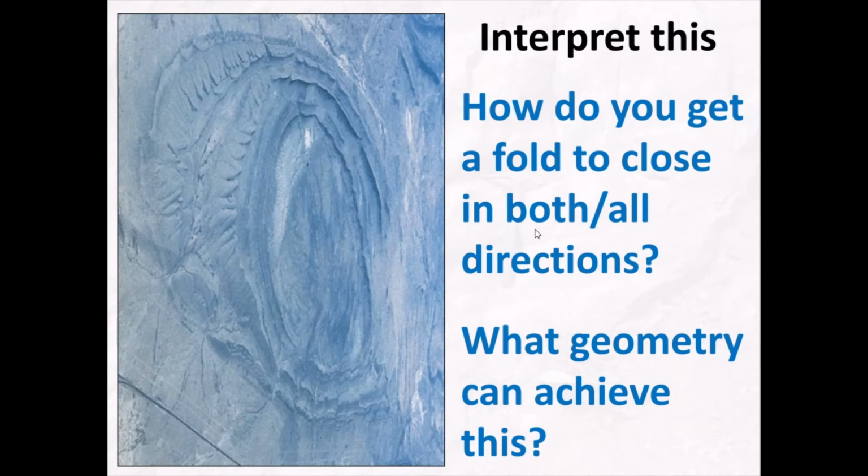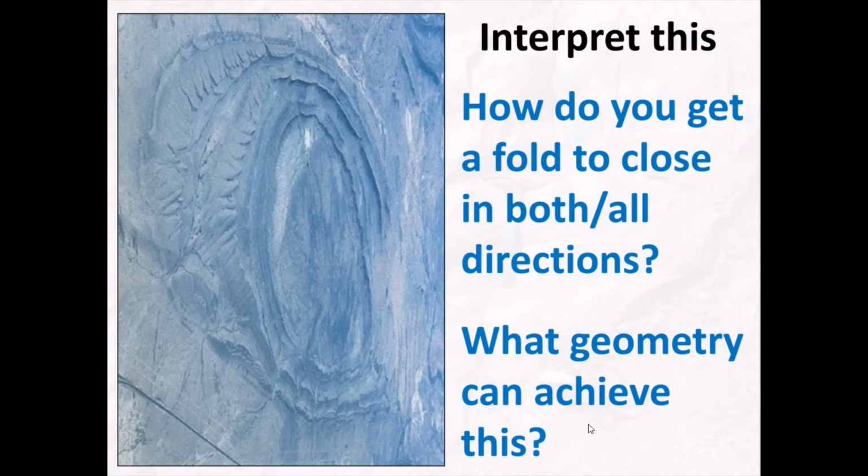How about this photograph then? What would you say about the plunge on this particular fold? Well, it isn't directly overhead, but hopefully you can see that it does look like it closes in every direction. I mean, it's circular, right? It hasn't got any elongate geometry to it. It looks like a circular feature that's plunging in all directions.